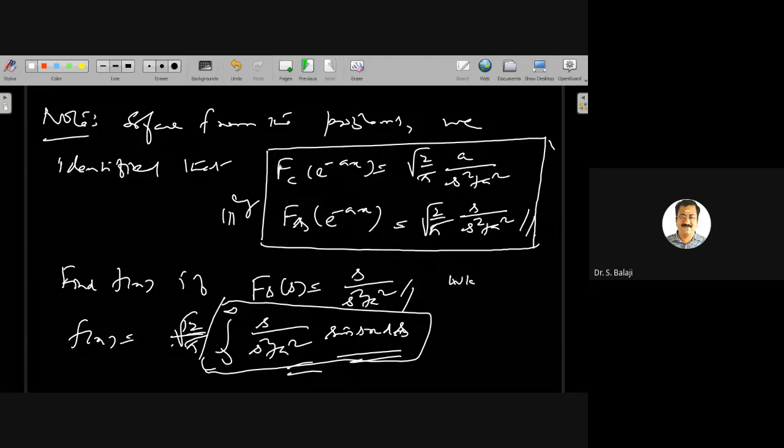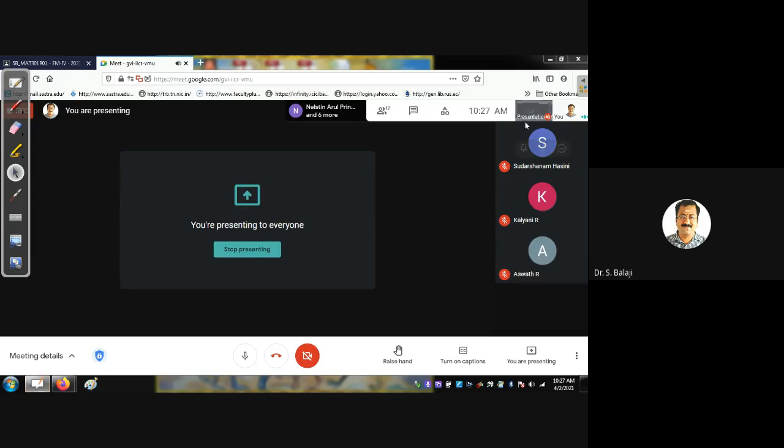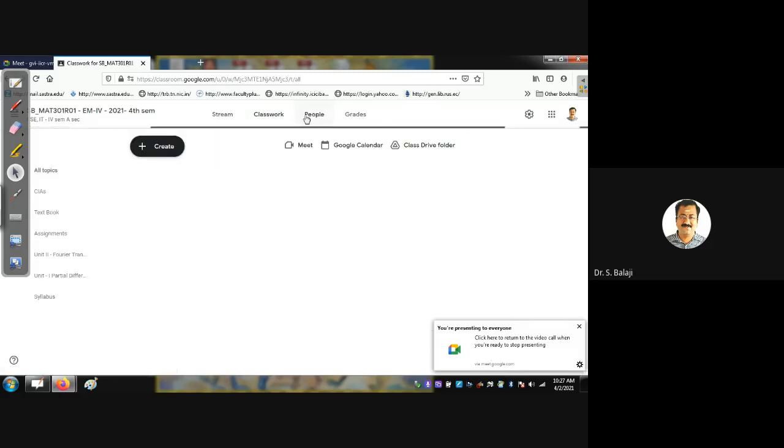We start like this only. We know that if f of x equals e power minus ax, then you proceed further, and with the help of that you can derive this result, the integral of s by s square plus a square sine sx ds. Already we solved this problem yesterday, or the day before yesterday, in class.